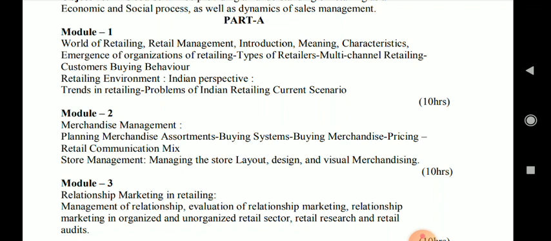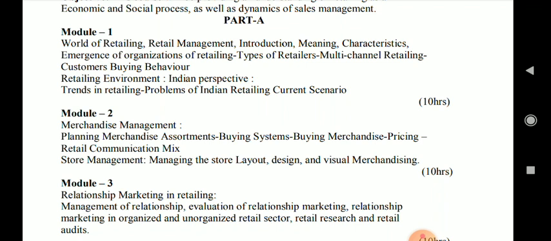Generally asked question this is. So that will be understood. Then with examples we'll see what are multi-channel retailing. And then customers buying behavior, that is consumer buying behavior, we have already covered in semester number 4. So the same thing we are covering again in this part.